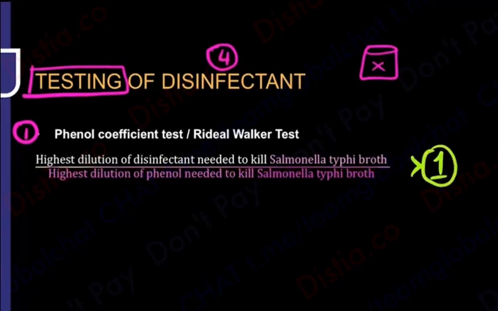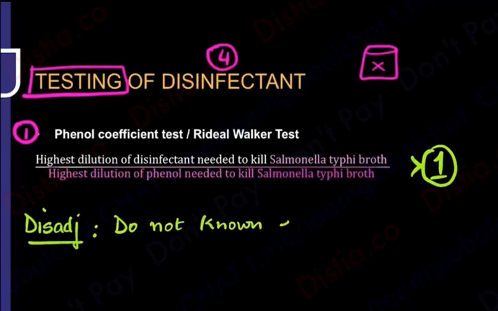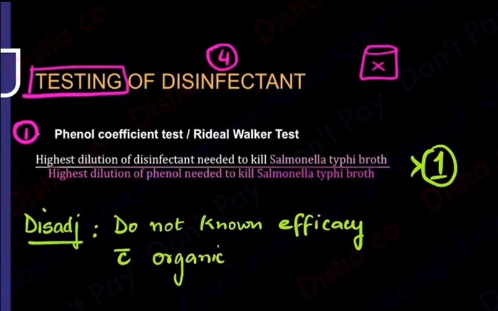Solution X has been passed. But what is the disadvantage? You have done the testing with only Salmonella typhi. You do not know the efficacy with organic matter. How will this solution X react in feces, in soil, in yeast? How will it react? I have no idea. I have only tested it with Salmonella typhi, but that is not enough.